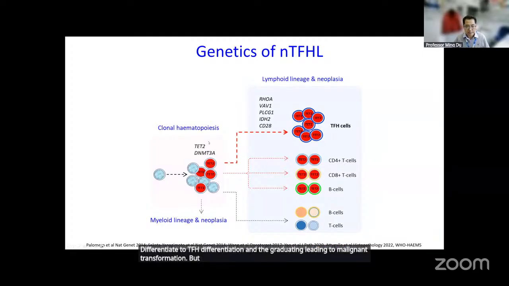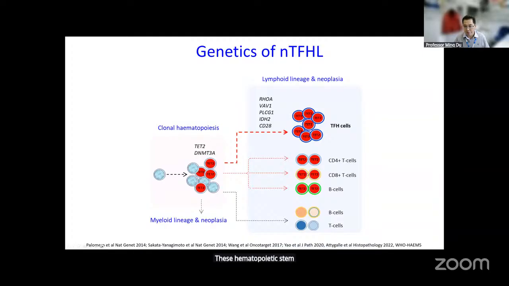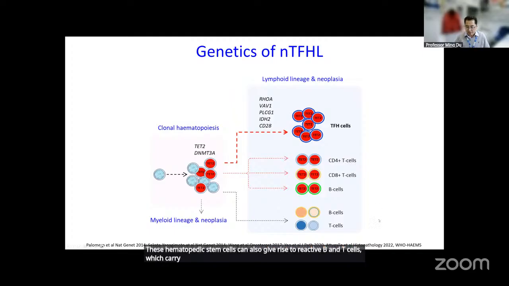But nonetheless, these hematopoietic stem cells can also give rise to reactive B and T cells, which carry the TET2 and DNMT3A mutations.